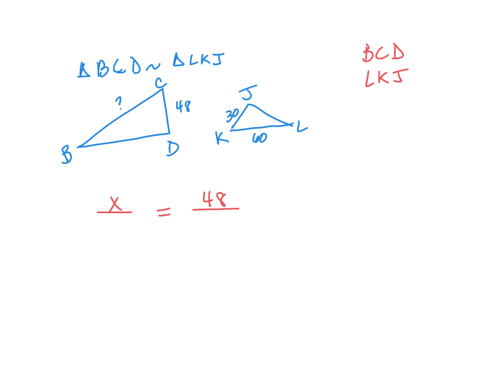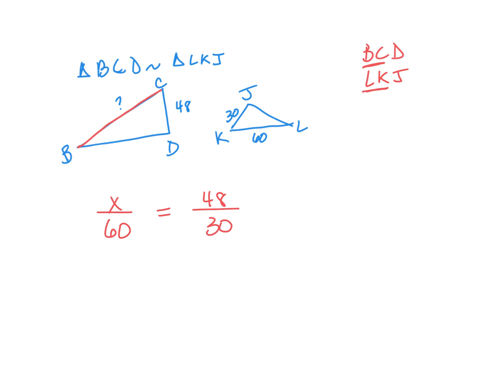Now we're going to look at the x. The x is BC. Does everybody see that that's side BC? Yeah. So I go over here to BC, and I go below it, and I need to find the number that's on side LK. So we put the 60 with the x and the 30 with the 48. Okay?